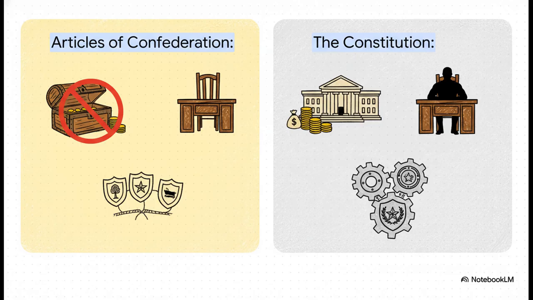The central government couldn't tax. Can you imagine? It meant it couldn't pay its debts. There was no president to lead or enforce laws, and with states basically acting like their own little countries, the nation was anything but united. So the Constitution was engineered to be a direct solution for every single one of these fatal flaws.